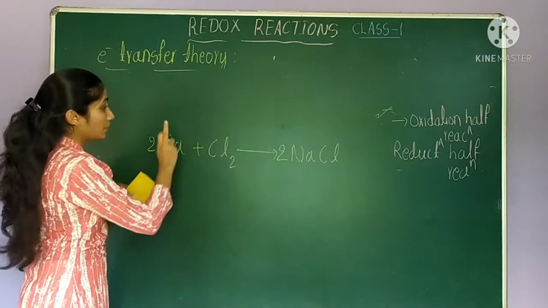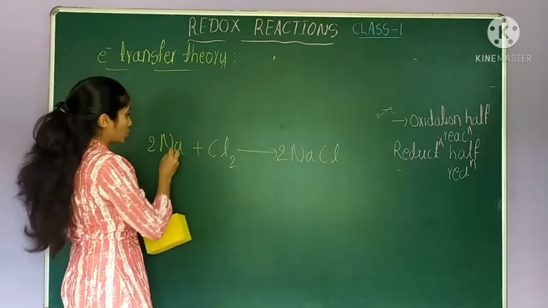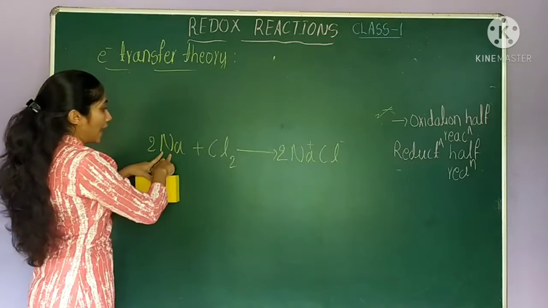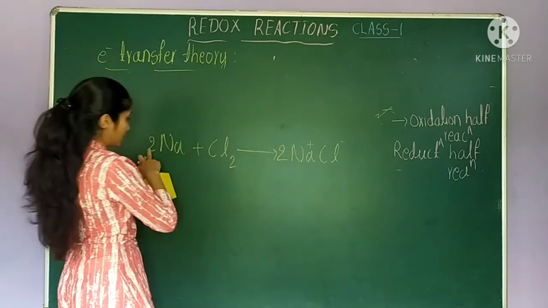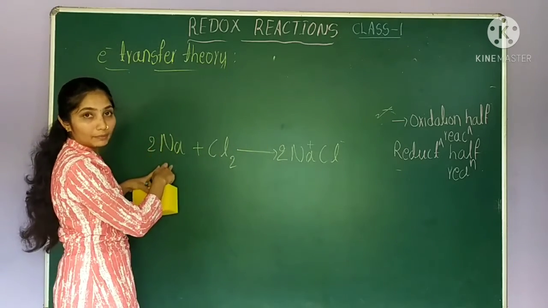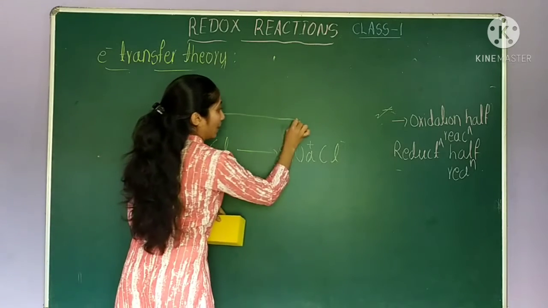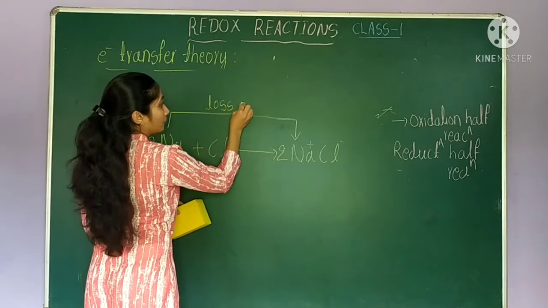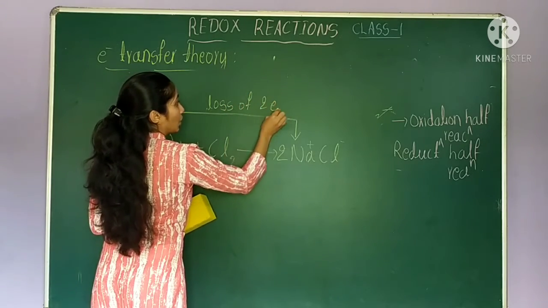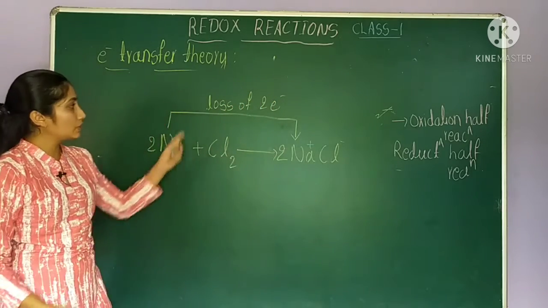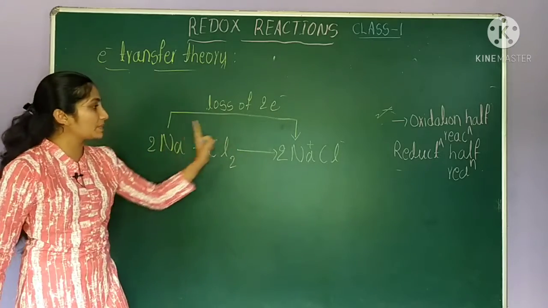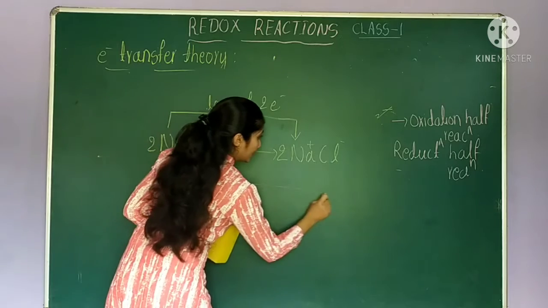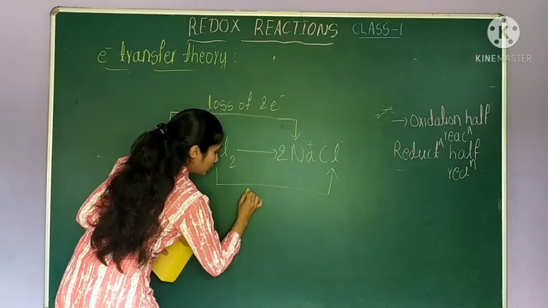Here sodium is losing electrons, forming Na plus, with Cl minus. Na is forming Na plus, but there are two sodium atoms, so it is forming 2 sodium ions by losing 2 electrons. Sodium is losing 2 electrons. Those 2 electrons will be gained by this chlorine.